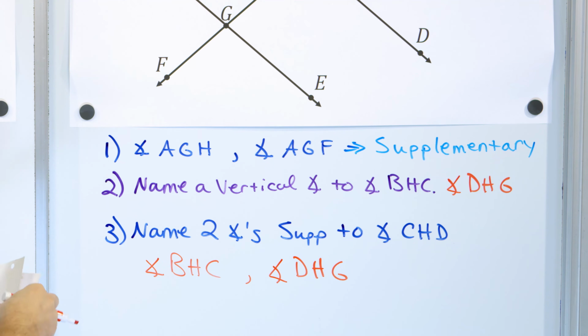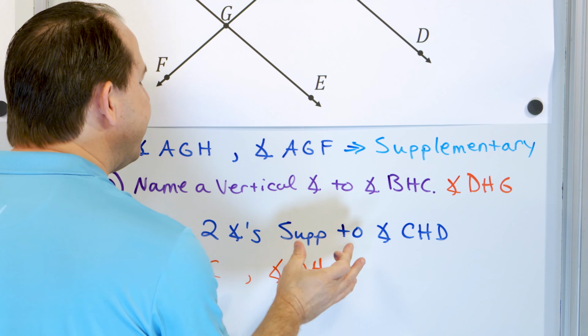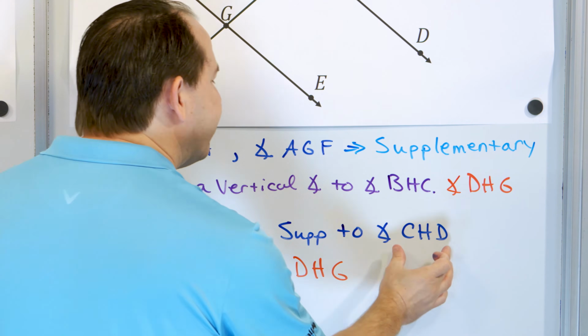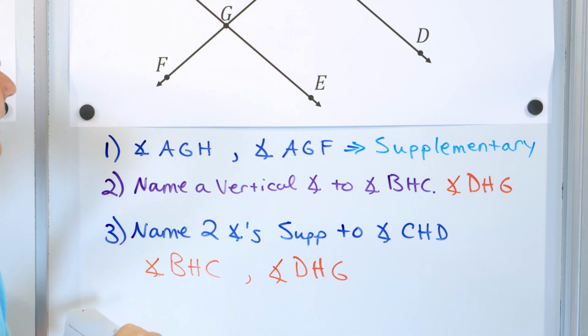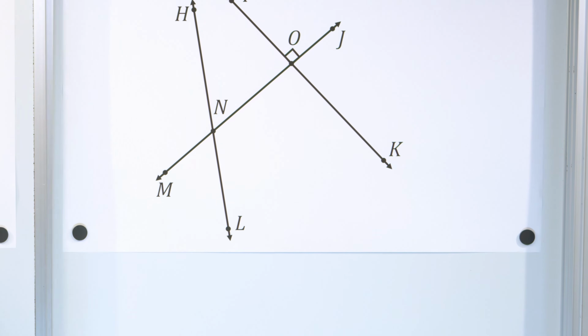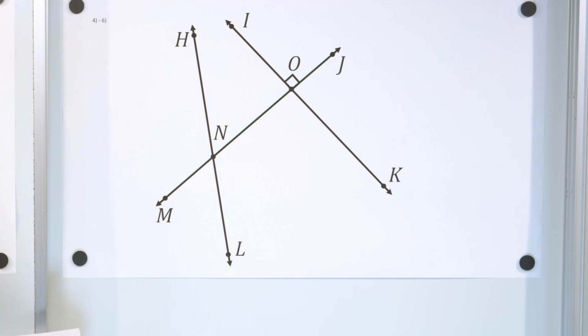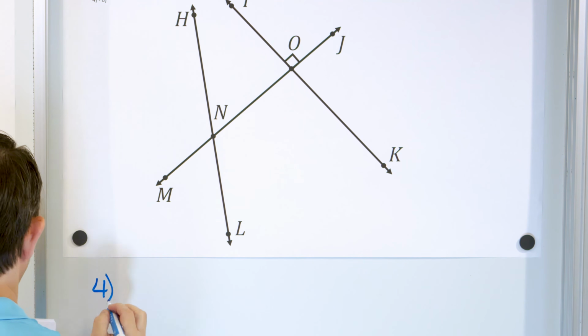Those are both supplementary, or supplemental is another way of saying it. And that means that if you were to measure these two angles, and then you measure CHD and add them together, you'll get exactly 180 degrees for both of those cases. All right, let's move along to a funky looking diagram right here. And let's take a look at problem number 4.